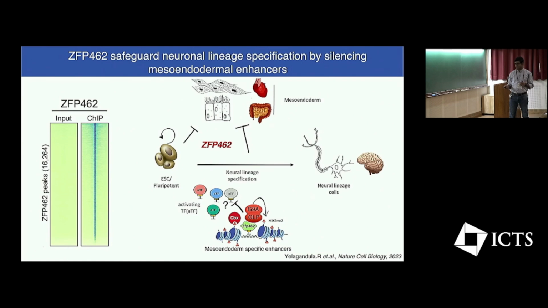And by analysis, we find that all these 16,000 regions are mesoendoderm specific enhancers. So I'm not going through all the data, but what we find is zinc finger 462, by recruiting the G9a GLP at the mesoendoderm specific enhancers, silences the mesoendodermal genes during the neuronal specification, thereby it gives the specificity or robustness for the neuronal differentiation.